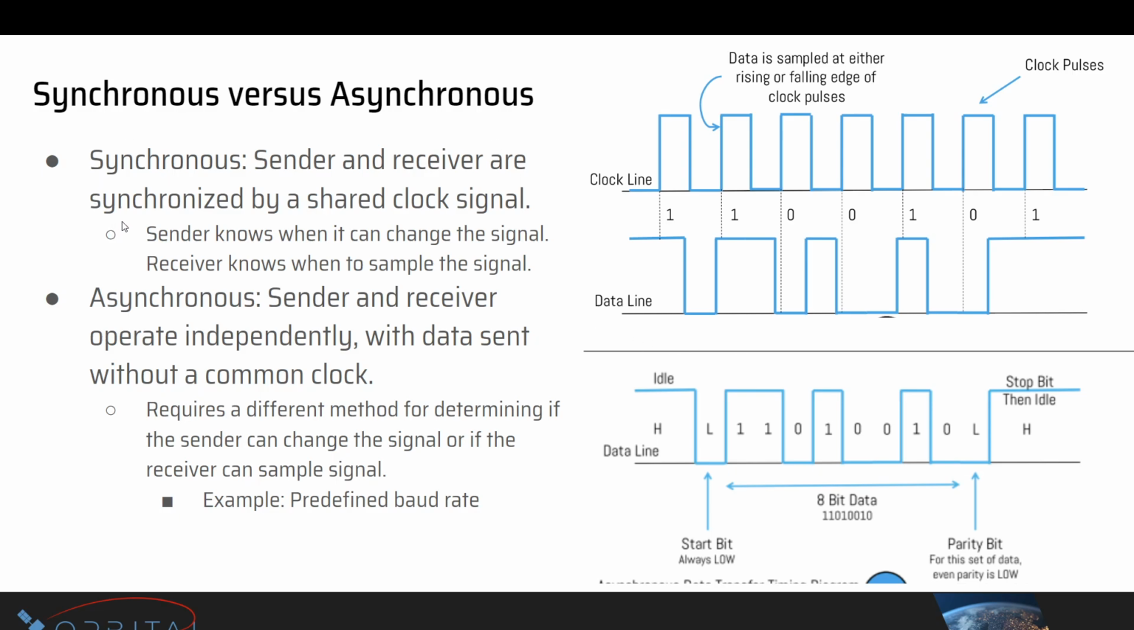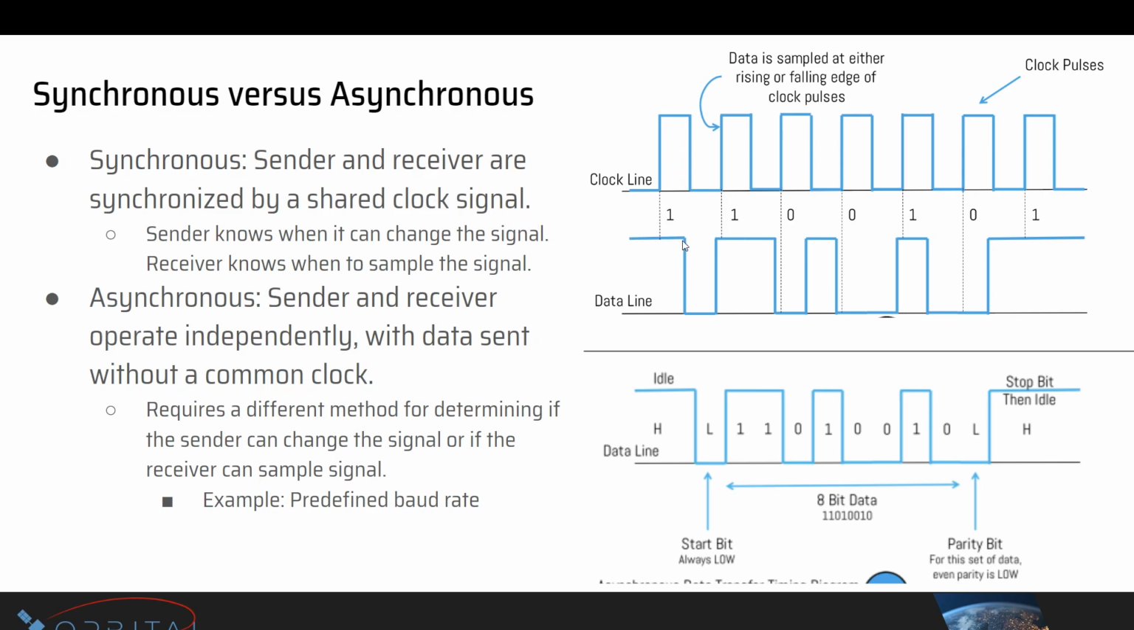So what's the difference between synchronous and asynchronous? Synchronous, your sender and receiver are synchronized by a shared clock signal. So remember how I mentioned before about how you need to know when to actually check the voltage value, and know if it's been at one for a while, is that multiple ones, and how many ones is it, or is it just meant to be one bit? So the way you do this for synchronous is by synchronizing with the clock signal.